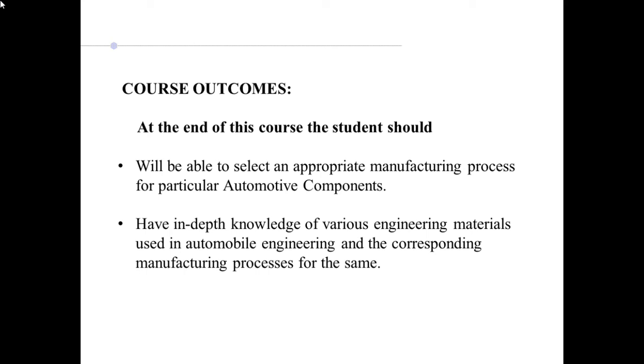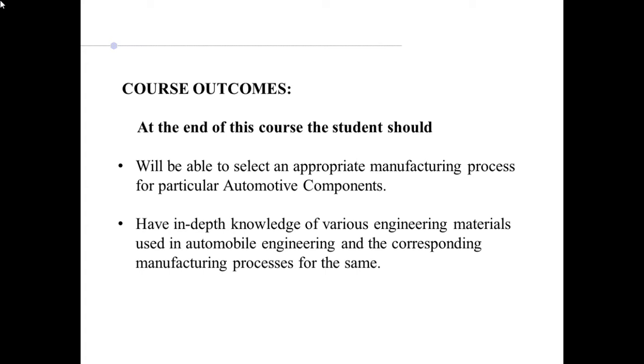And the course outcome is nothing but how you will be equipped with the knowledge or the understanding of this subject at the end of the course. It is clearly given here. At the end of this course, the student should be able to select an appropriate manufacturing process for a particular automotive component. So you will have an idea of manufacturing this particular component, and for this characteristic of the component, you will have a clear idea of which manufacturing process will be suitable for manufacturing this component.